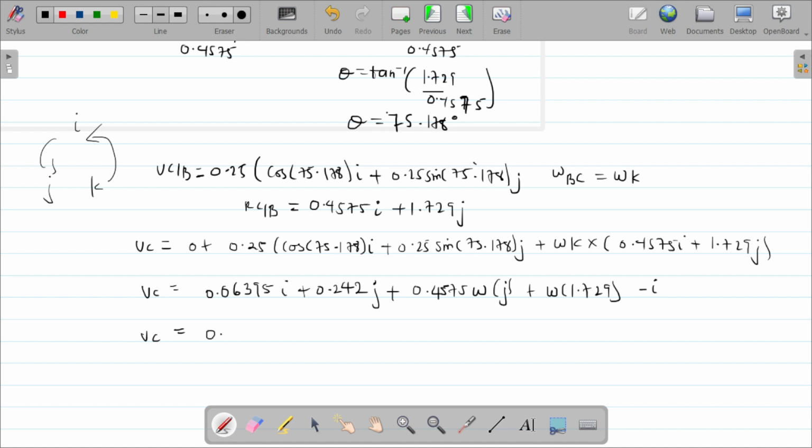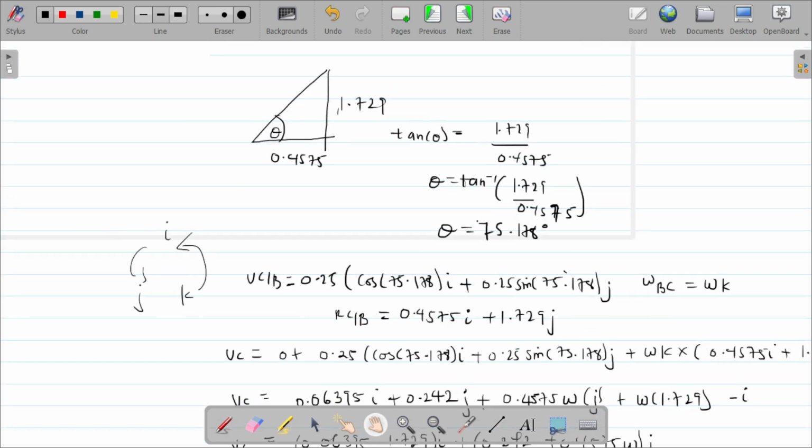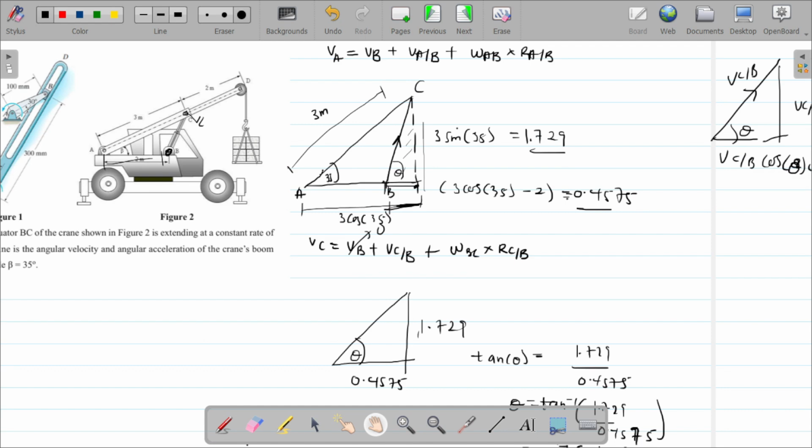So we are grouping the items. We have 0.06395 minus 1.729 omega i, and then plus 0.242 plus 0.4575 omega j. All right, then we will go and find the velocity of C with respect to A.